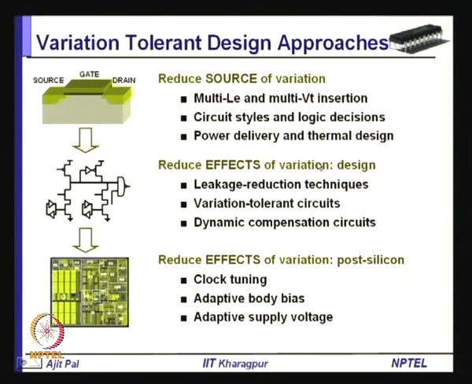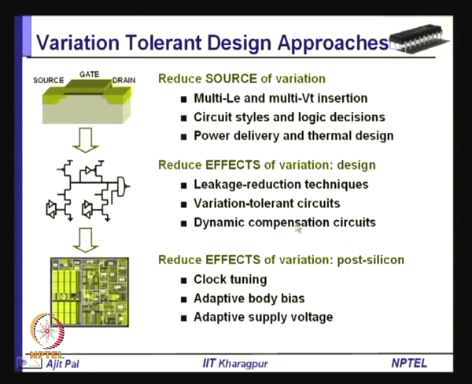That means, here the chip has already been fabricated, and in spite of all the techniques that you use to reduce sources of variation, there will be some variation, and the effect of these variations can be reduced by suitable circuit design. So, I have already discussed leakage reduction techniques. Those various leakage reduction techniques can be used to reduce the effect of variation, and also we have to go for variation tolerant circuits. I shall discuss some of the techniques by which you can realize variation tolerant circuits.